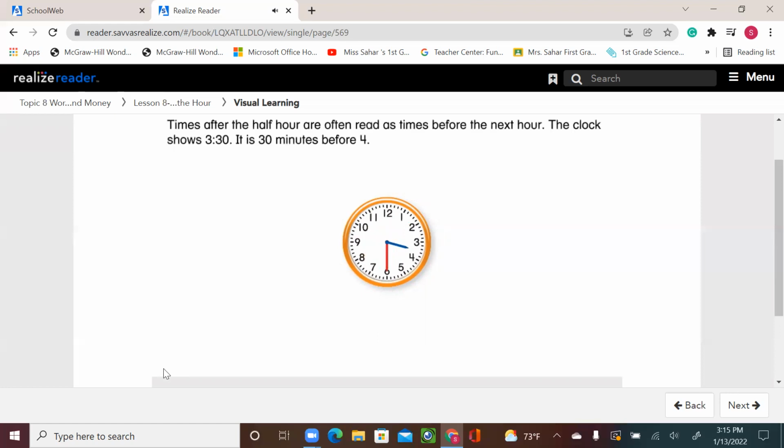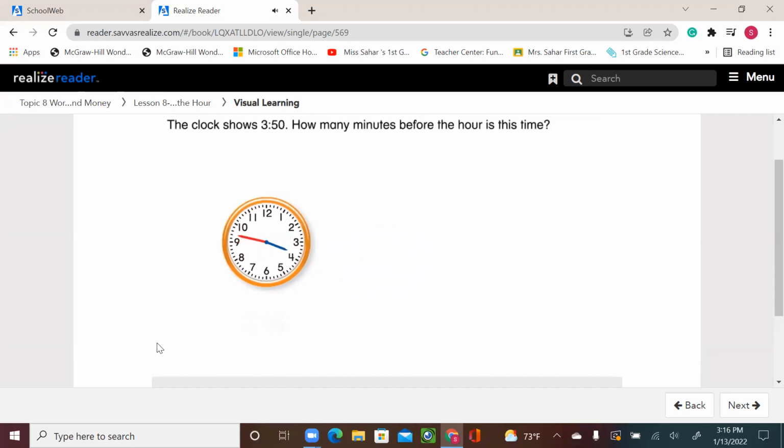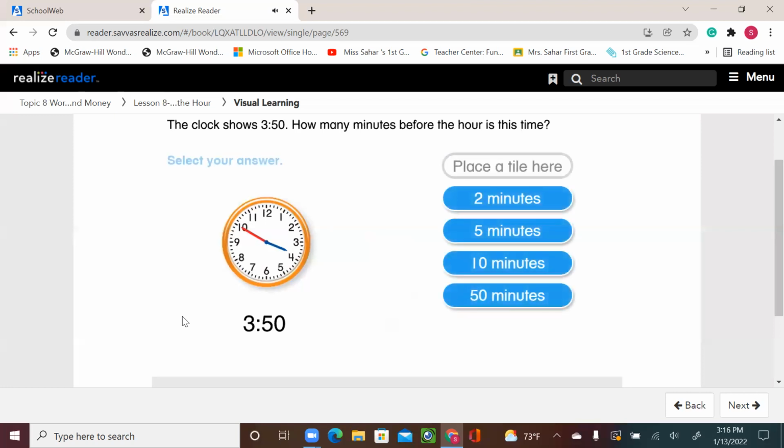Times after the half hour are often read as times before the next hour. The clock shows 3:30. It is 30 minutes before 4. Now the clock shows 3:45. It is 15 minutes before 4, or 3:45. The clock shows 3:50. How many minutes before the hour is this time? Select your answer.